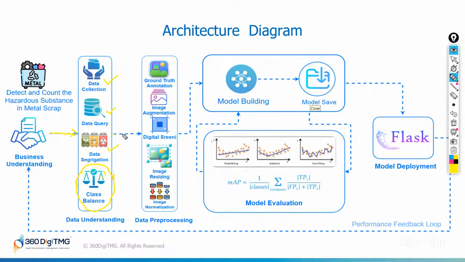Then we proceed with the goal of annotation. Here we come to data pre-processing, where we prepare the data for training. We start by annotating the images, which we are doing in Roboflow. This means manually marking the exact region of each image where the hazardous object is located, like drawing a bounding box around the explosive object. For that, we first proceed with digital screening. Then after that we work on Roboflow.